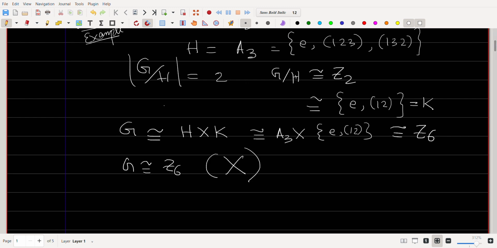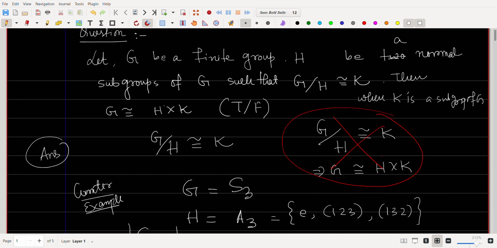But which is clearly wrong, right? Because G is isomorphic to S3, which is non-abelian. So G cannot be isomorphic to Z6. So here G mod H is isomorphic to K, but G is not isomorphic to H cross K. So very nice, right? You can construct many other examples.